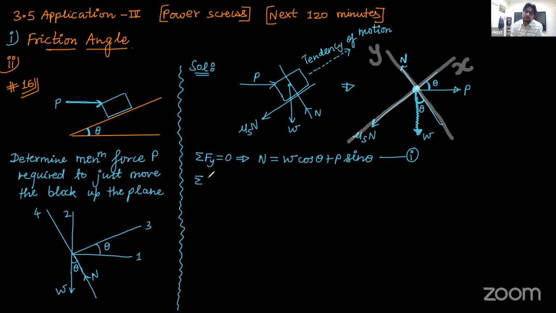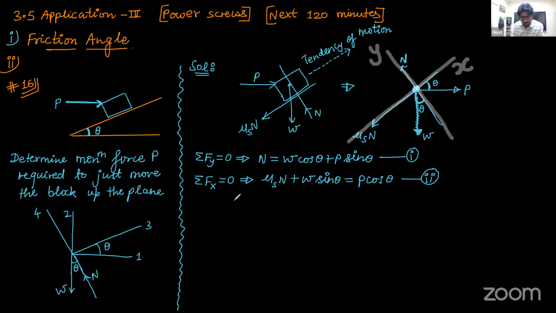Now I balance all the forces in the x direction. Down the plane, I have mu s n present, and also W sin theta present. Up the plane I have P cos theta present. My target is to calculate the P value.